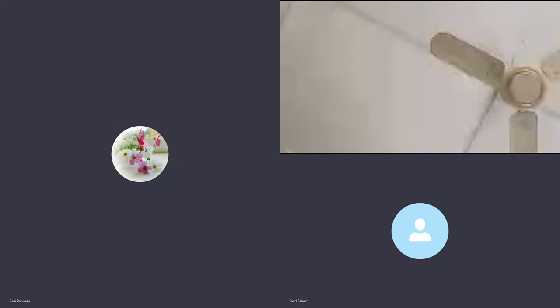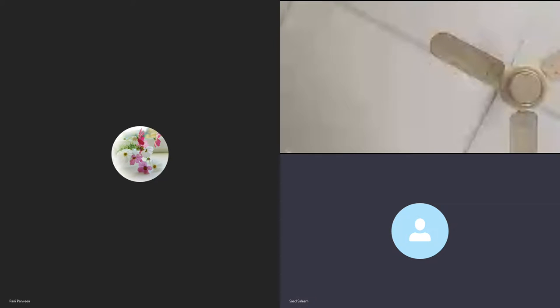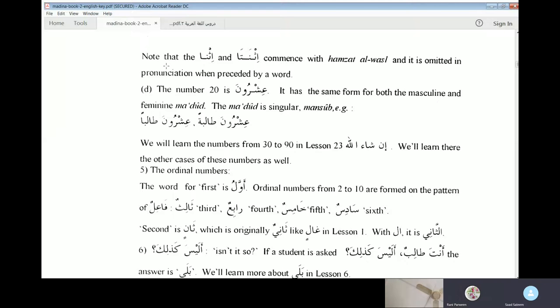That's the Spanish third lesson. So last time we were reading the grammar of this. So continue reading this grammar.